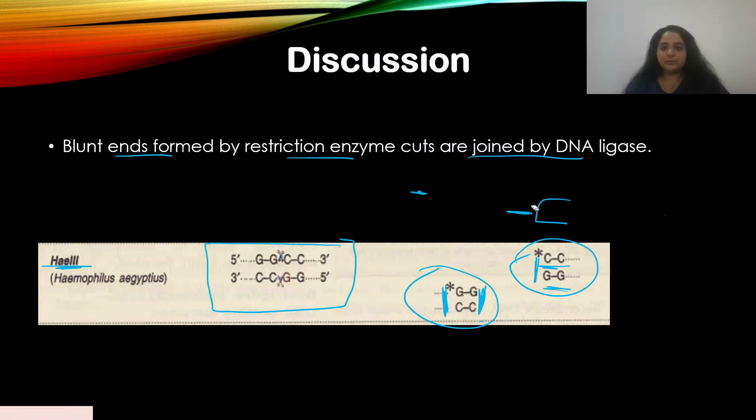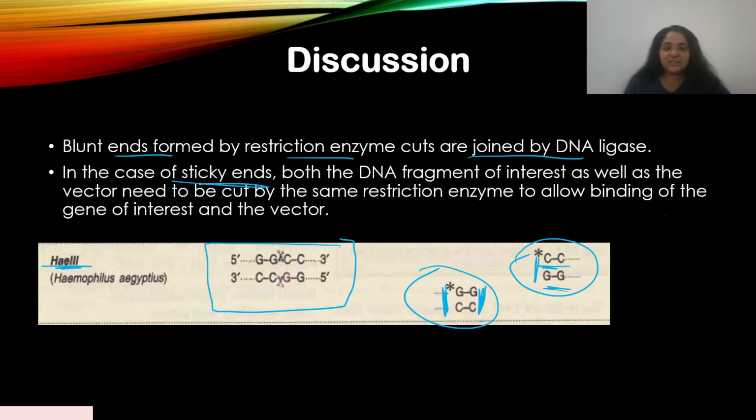Now you understood the concept of what blunt ends are, right? So that is one example that I've given here, HAE3. This particular restriction enzyme, if you can remember it, is good. They might ask you in the exam. I don't know, but it would be nice to remember. It produces blunt ends.